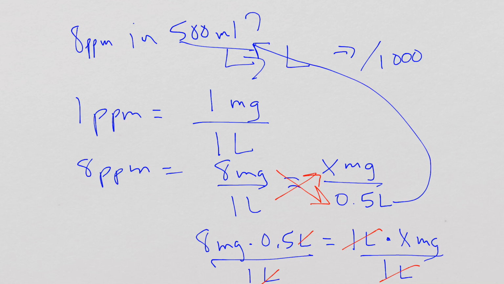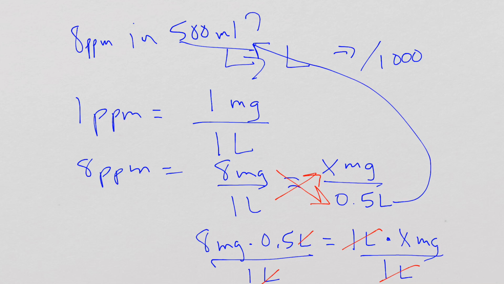How many milligrams in 500 milliliters will 8 ppm actually give me? So in order to do that, I know that if 1 ppm is equal to 1 milligram per liter, then 8 ppm are going to be equal to 8 milligrams per liter.